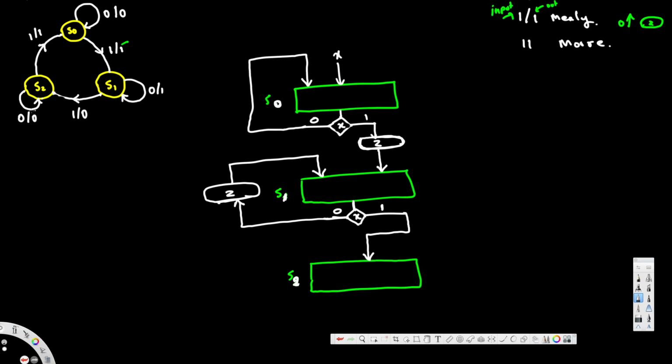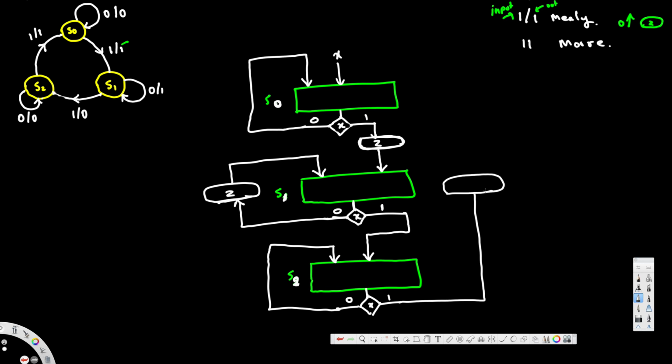And let's go to S2. For S2, when the input is 0, output is 0, and it goes back to S2. Now when the input is 1, output is 1, and it goes to S0. And since output is 1, we have to put a conditional box like this, a circle kind of box, and it goes to S0. And this is the ASM chart for the given state diagram, and that's how we do that.